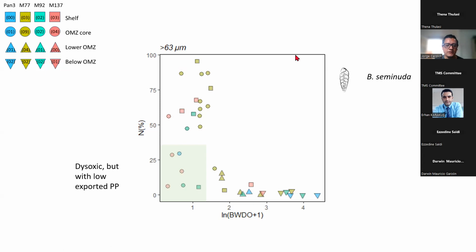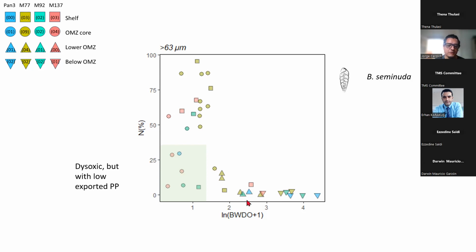Just to go to the end of the presentation, I'm going to talk very quickly about Bolivina seminuda, the abundances in percentage in relation to the oxygen. I didn't expect a correlation between oxygen and Bolivina seminuda, but I wanted to see if there were some differences in time of the samples from the shelf and the core of the OMC.